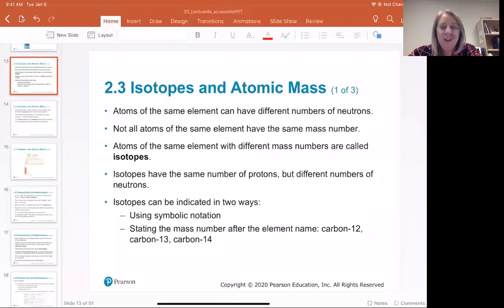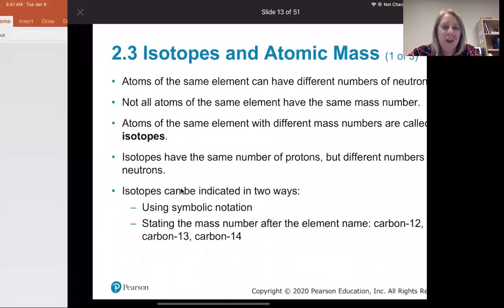All right, in this third section, this is Chapter 2, Section 3. We're going to talk about isotopes and atomic mass.